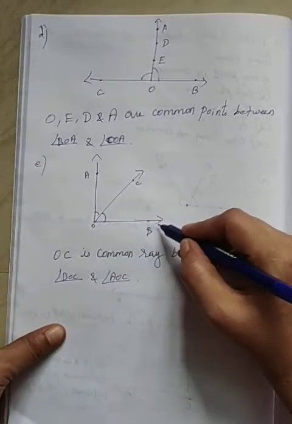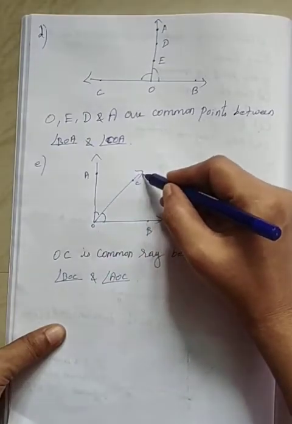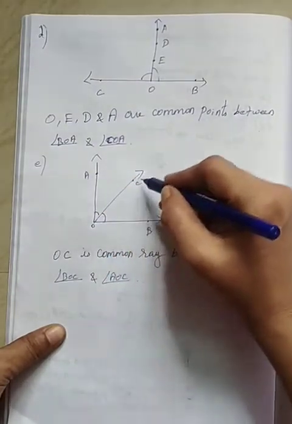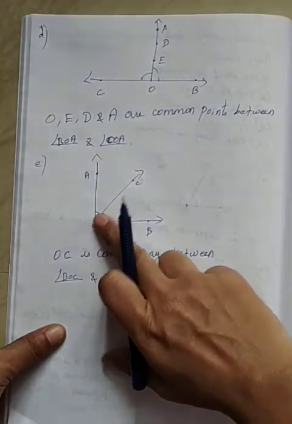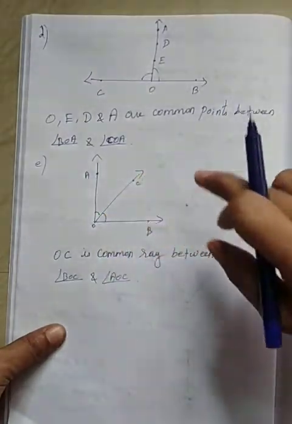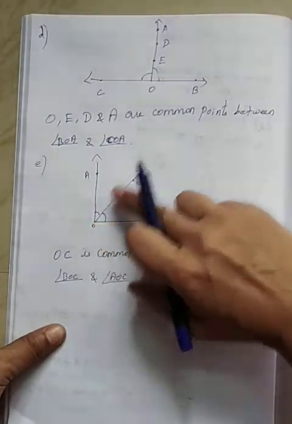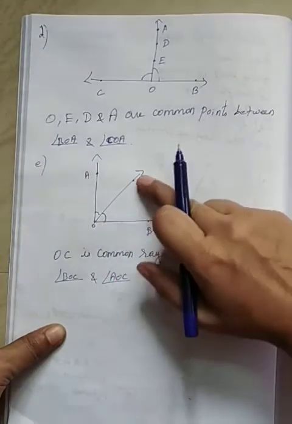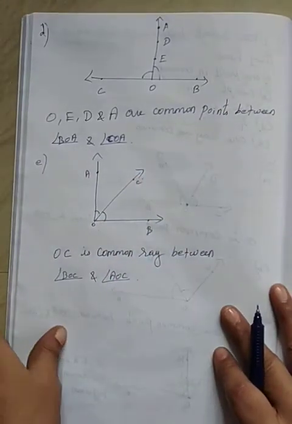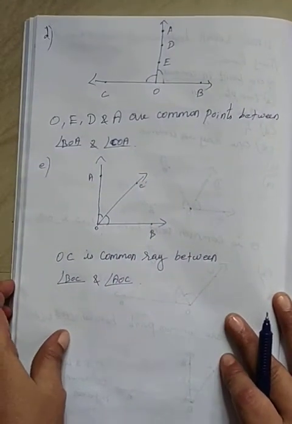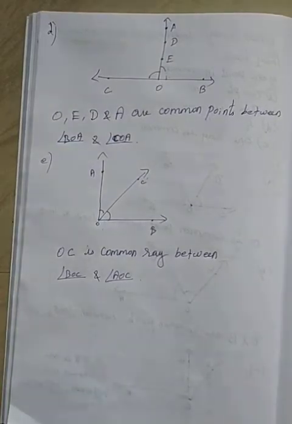What is this? BOC. The other one, AOC. So here OC is the common ray between the BOC and AOC angles. Everybody clear the idea? Okay. Everybody know this concept?